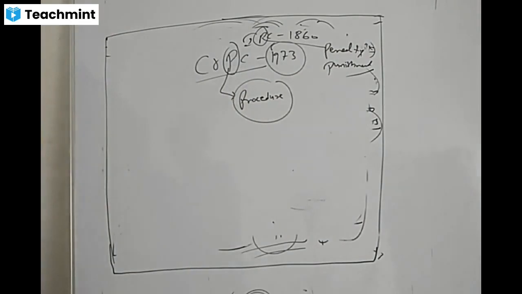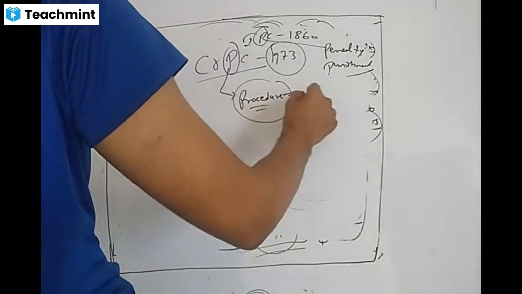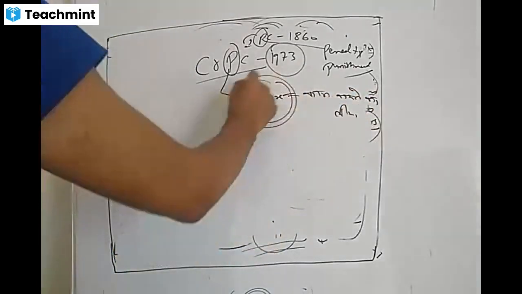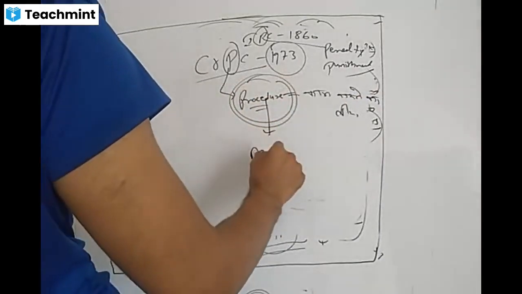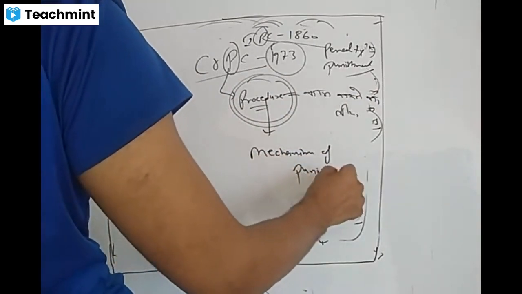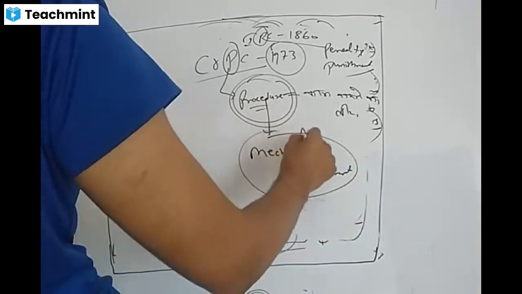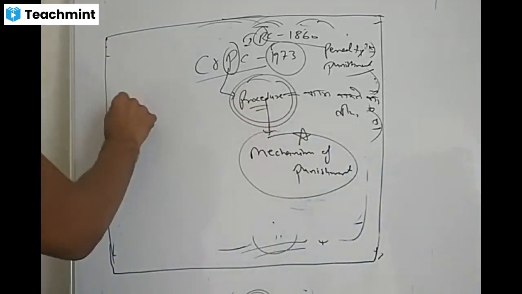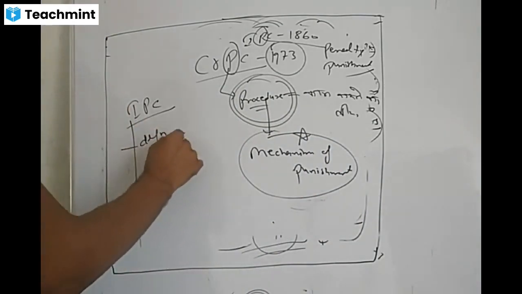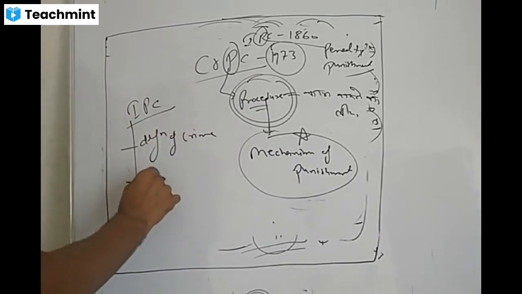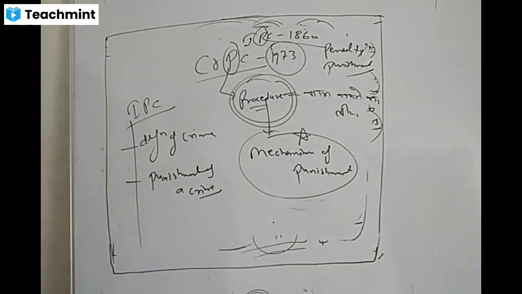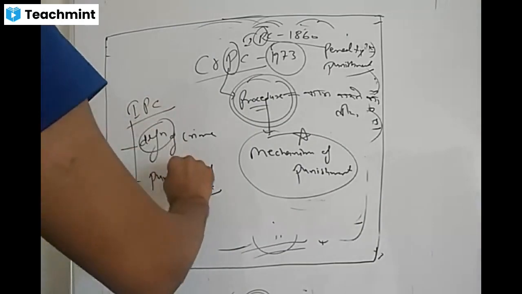Criminal Procedure Code. This procedure means काम करने का तरीका. In simple language, we can say procedure means mechanism of punishment. This term is very, very important. Why? Because if you remember the IPC, what is given there? Definitions of a crime and punishment of a crime.